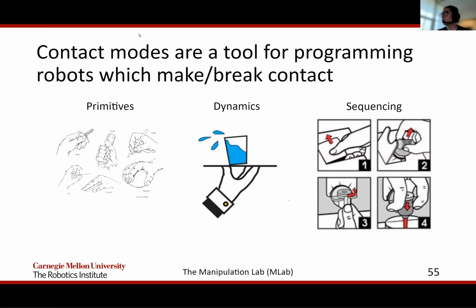Yes. So I believe contact modes are a useful tool for programming robots which have to make and break contact. I tend to think of manipulation in terms of manipulation primitives such as grasping, pulling, sliding, lifting, stuff like that. And contact modes are a programmatic way of describing and generating those primitives. Each contact mode maps to a smooth region of the dynamics. And ultimately, we want to use this information to help us sequence different primitives together to plan.